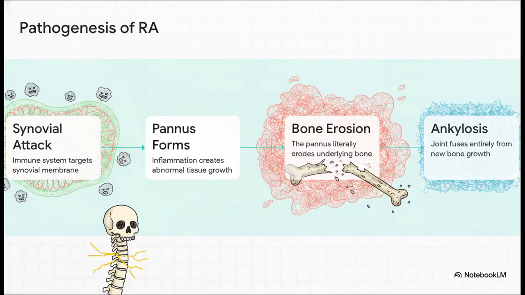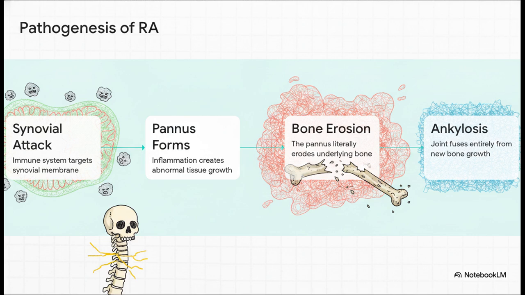Unlike general joint wear and tear from aging, this pathway clearly shows how rheumatoid arthritis is an active, aggressive autoimmune assault. The immune system mistakenly targets the synovial membrane lining the joint. This intense inflammation creates an abnormal tissue growth called a pannus, and this pannus literally erodes the underlying bone. In severe cases, the body's response is to grow new bone until the joint fuses entirely, a process called ankylosis.